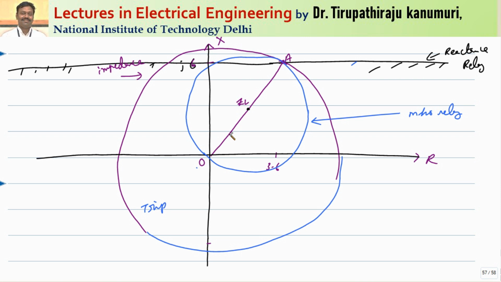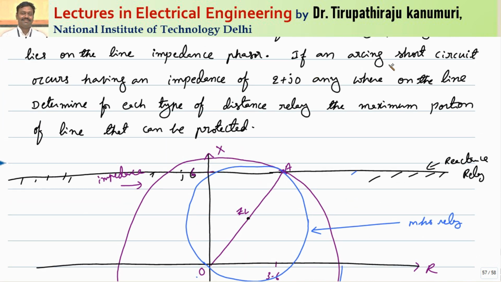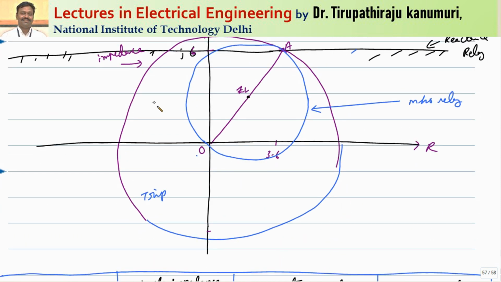Now it is asked, there is an arc resistance mentioned in the numerical: if an arcing short circuit occurs having an impedance of 2 plus J0 anywhere on the line, determine for each type of distance relay the maximum portion of the line that can be protected by using these protection schemes. So now I am taking an arc resistance and trying to draw it. Let us assume the arc resistance, so this corresponding point is equal to 2.